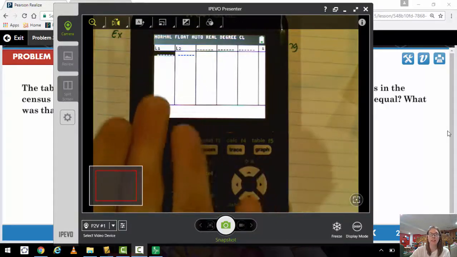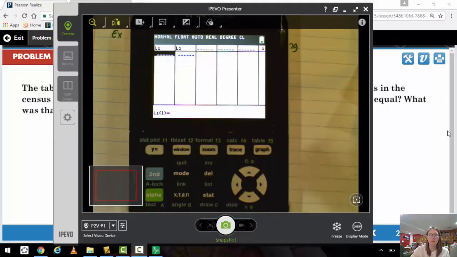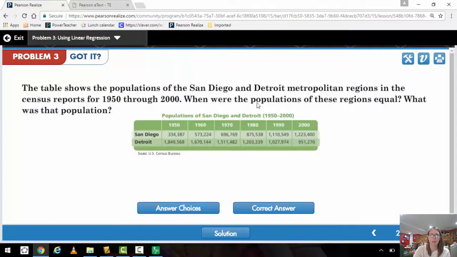Now for my years, instead of using the years 1950, 1960, 1970, because that makes us work with some pretty large numbers, I'm going to call 1950 year 0, and then 1960 is year 10, 1970, 1980, 1990, 2000. We only go up to 2000, and then again, San Diego's values we're going to put in that L2 column. So go ahead and do that. I'll leave this up here, and I will type them in my calculator as well.